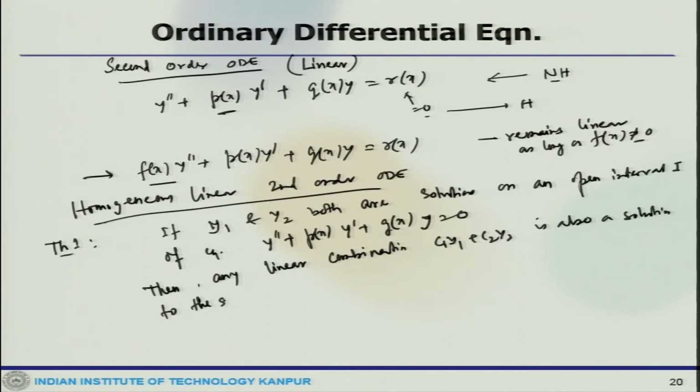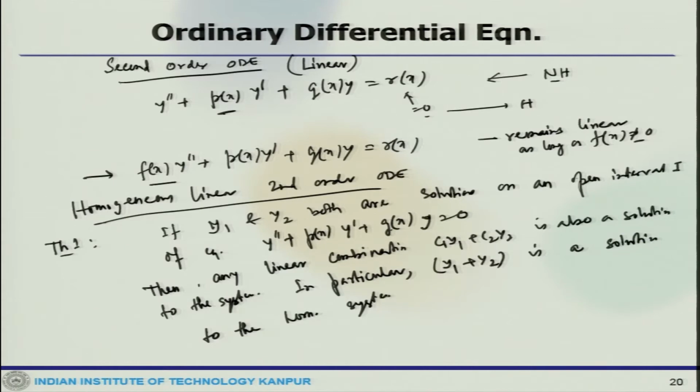is also a solution to the system. In particular, y1 plus y2 is a solution to the homogeneous system. Since it is a second order system, it has to have two solutions. However, the two obtained solutions have to be linearly independent. Now, we say that if y1 and y2 are two solutions, then the linear combination of that is also a solution. We can prove that.